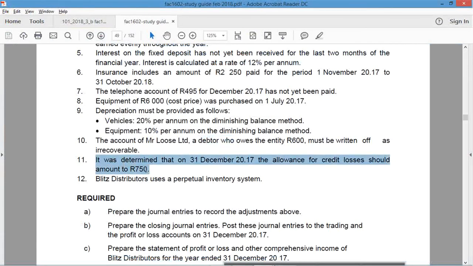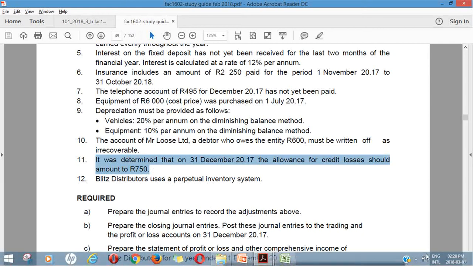Next one. Okay, you do this one while I plug in the power. It was determined on the 31st of December the allowance for credit losses should amount to... So allowances for credit losses will be debited because it's increasing. No. An allowance has what balance? A negative balance. The credit balance, because it's a negative asset. So then the allowances for credit losses will be credited if you're increasing it. Are you?